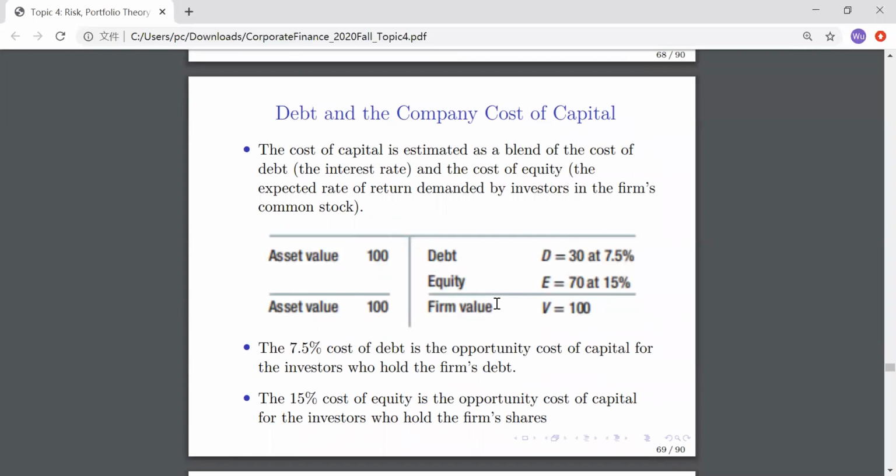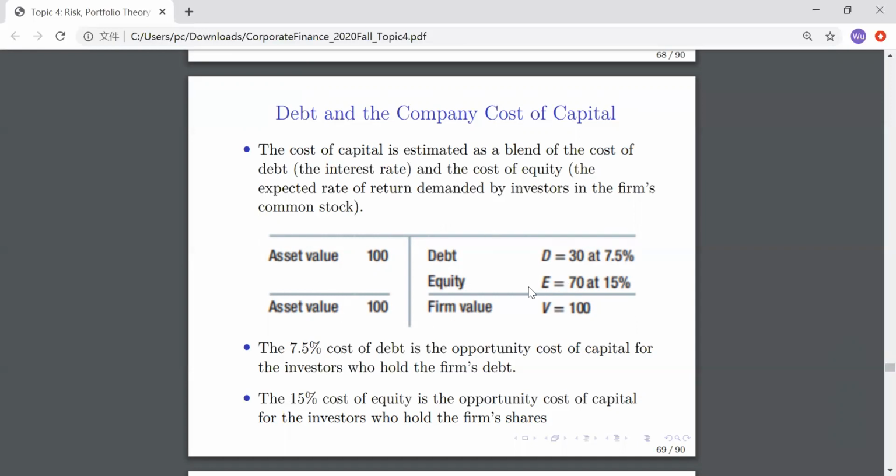Now, suppose we have debt, then the calculation is a little bit complicated. In our case, the cost of capital is then estimated as the mixture of the cost of debt, which is essentially the interest rate, and the cost of equity, right? And the expected rate of return demanded. So basically, what is cost of equity? Well, I have been mentioning this a couple of times, right? It is essentially the expected return demanded by the equity holder, which is the investors in the firm's stocks, right?